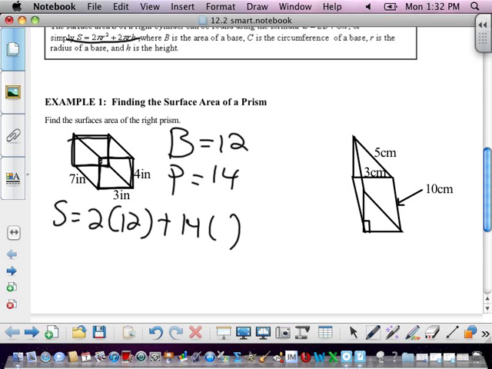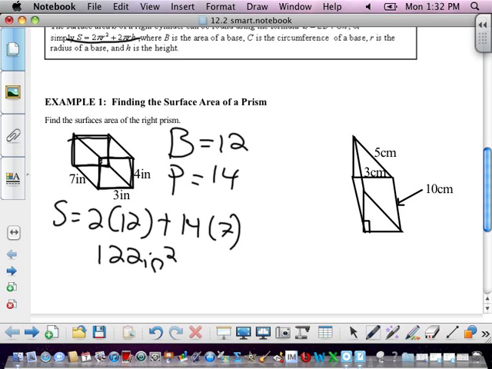So the bases are identical. Well, then what about the ones that go around it? There are 4 of them. The bases, there's only 2 of them that are identical. Okay. Those are the bases. So it's 14 times 7. And then we simply put this in our calculator. We say 2 times 12 plus 14 times 7, giving us 122 inches squared.